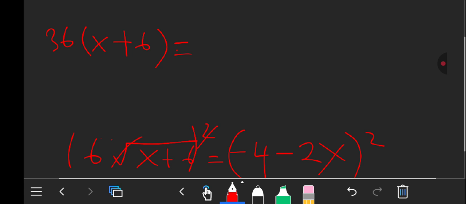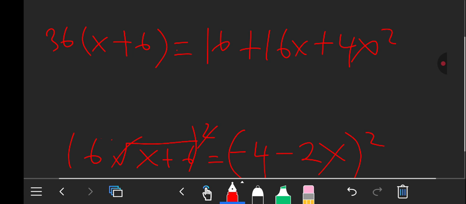Here I've shown you the first way to do it: negative 4 squared, that is just 16. Then negative 2x multiplied by negative 4 multiplied by 2. Negative 2x multiplied by negative 4 is positive 8x, and you multiply it by 2, that will be plus 16x. Then negative 2x squared gives positive 4x squared.